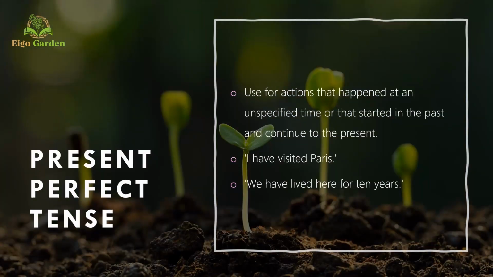The present perfect tense is a bit more tricky. It's used for actions that happened at an unspecified time or that started in the past and continue to the present. "I have visited Paris," and "we have lived here for 10 years," are examples of the present perfect tense.